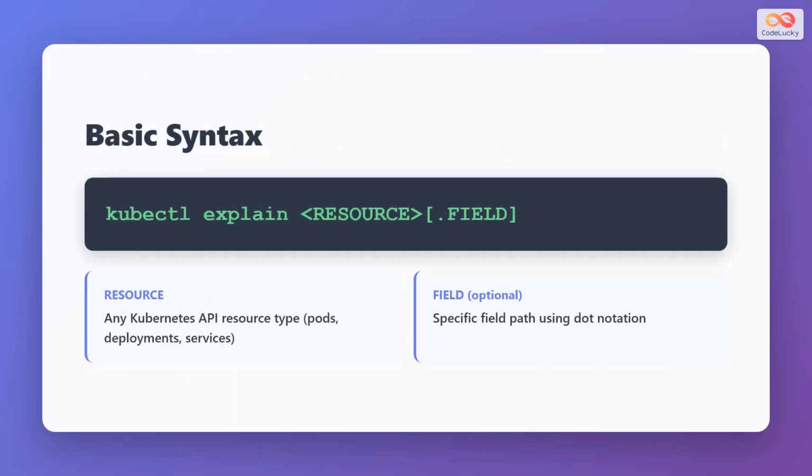The basic syntax for kubectl explain is straightforward. You type kubectl explain followed by the resource name. Optionally, you can add a field path using dot notation. The resource can be any Kubernetes API resource type, such as pods, deployments, or services. The field parameter is optional and allows you to specify a particular field path within that resource using dot notation to drill down into nested fields.